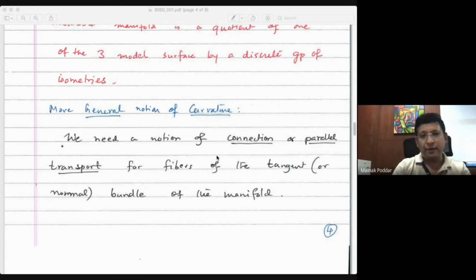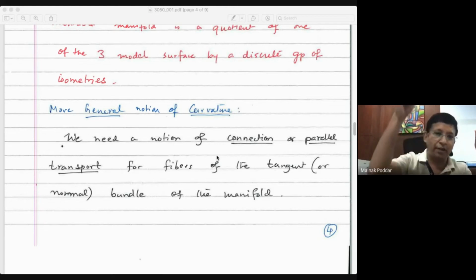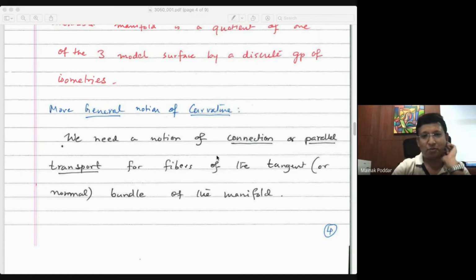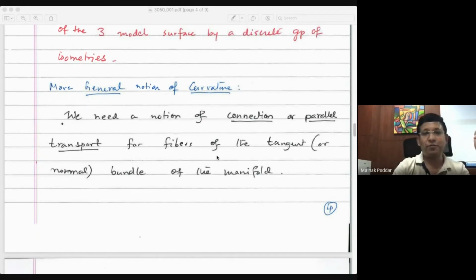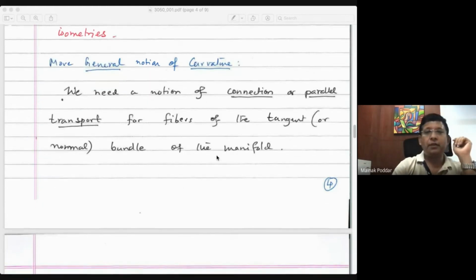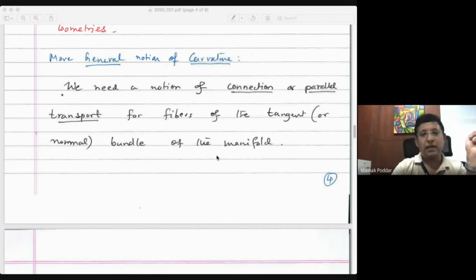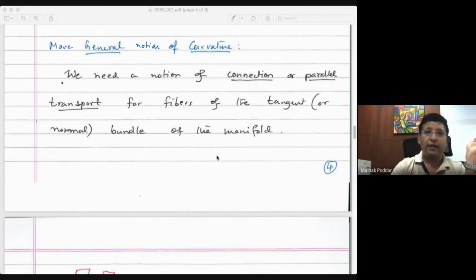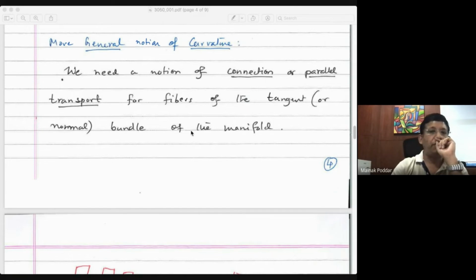So, the normal direction is no longer one dimensional. There may be higher dimensional normal direction. So you cannot do exactly what you did for surfaces. Now, in general, our goal was to study how this normal direction is varying. Okay, and in general, we can try to define curvature for any vector bundle, not just the normal bundle or tangent bundle. And what we need is a notion of connection or parallel transport.